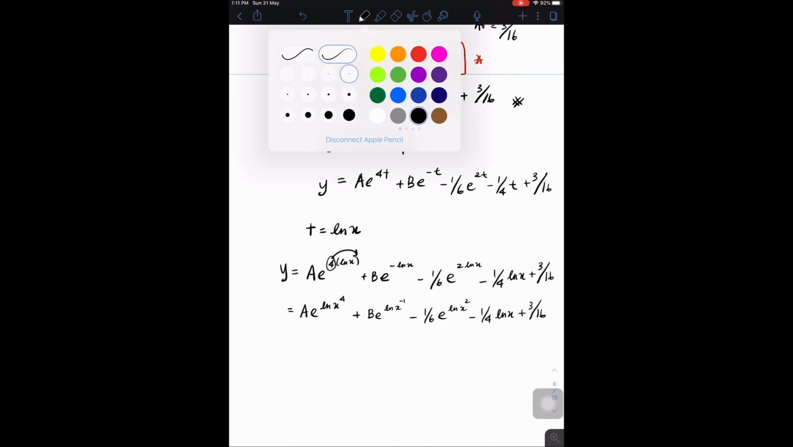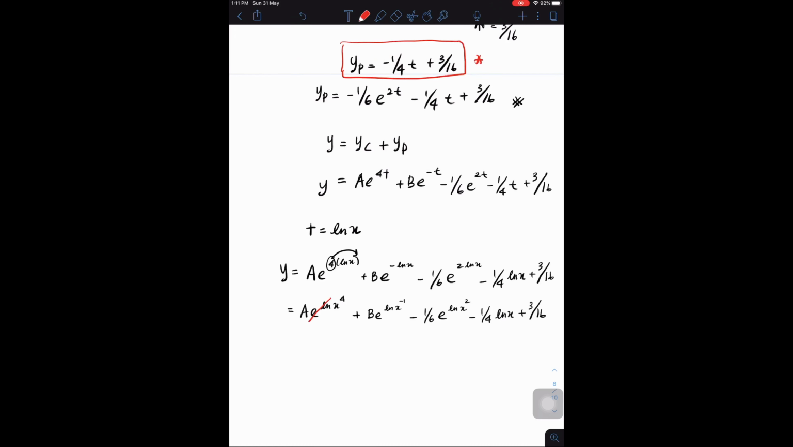Now the exponent and ln can be eliminated. This one is eliminated, this one is eliminated, and this one is also eliminated. So what we are left with is y equal to a x to the power of 4 plus b x to the power of negative 1 minus 1 over 6 x to the power of 2 minus 1 over 4 ln x plus 3 over 16. So this is the solution to our second order ordinary differential equation.